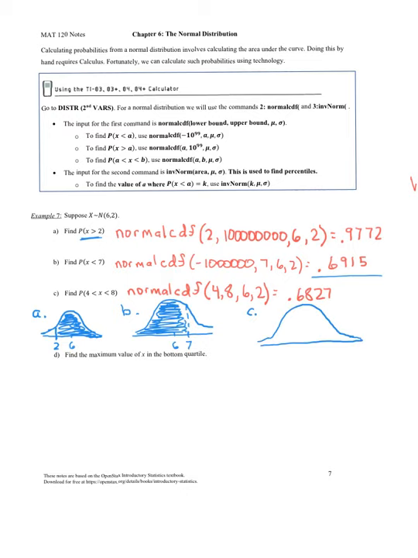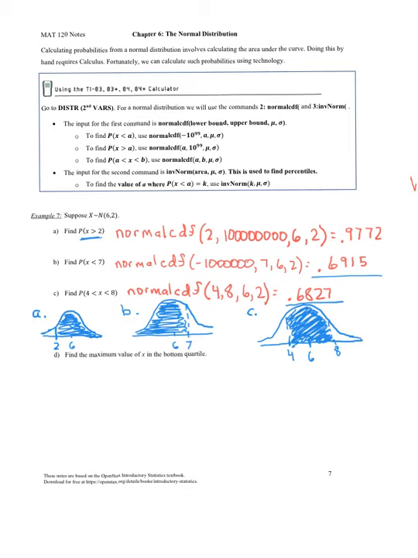And for letter C, here's our mean. We have a lower bound of 4, we have an upper bound of 8, and we want the shaded area between these two. And that is about 0.6827.